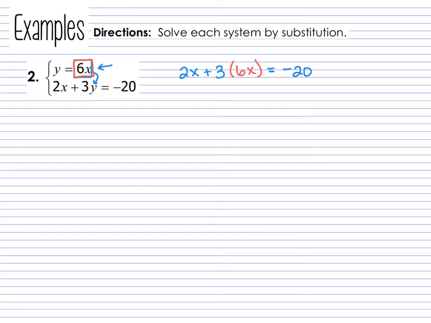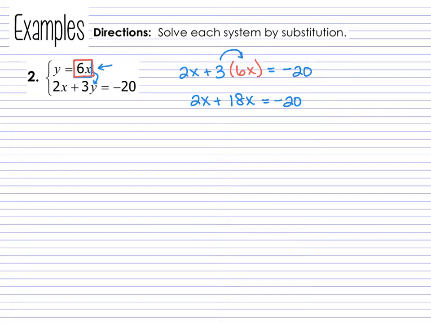From here, we're just using our order of operations to try to solve for x, so we can then solve for y. So order of operations, I have to multiply first. So I have 2x plus 3 times 6x gives me 18x equals negative 20.